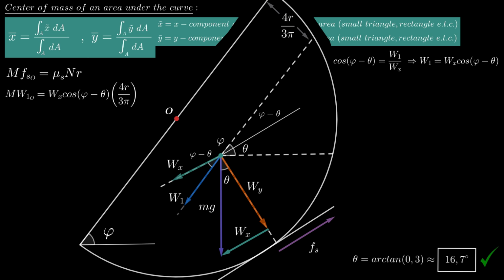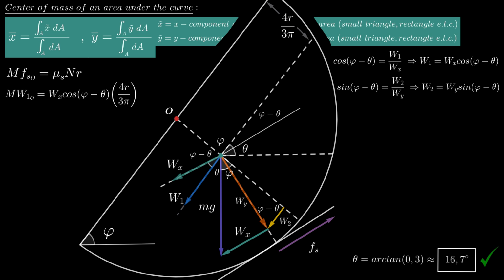So now we have to find the component of Wy that contributes to the torque of the semicircle. So we have to find the angle this component makes with this line here, which is perpendicular to the flat side of the semicylinder. Since this line is perpendicular to the flat side, and this total force is perpendicular to this line, and this angle here is phi as well, and this angle is phi minus theta as well. And so we have sine of phi minus theta equals W2 over Wy, which is W2 equals Wy times sine of phi minus theta. And so the moment about O of this force is Wy times sine of phi minus theta times 4r over 3 pi.